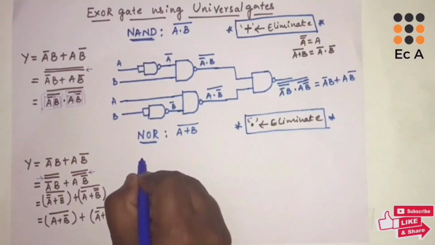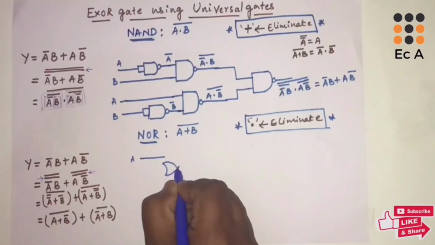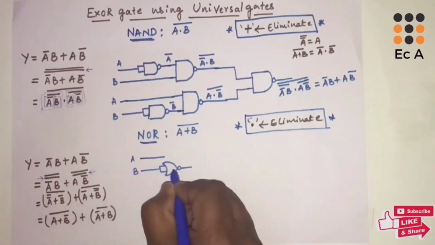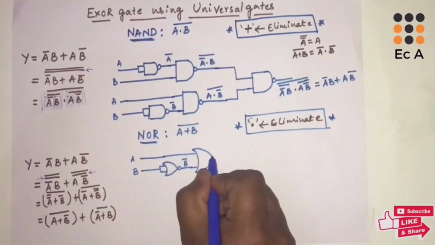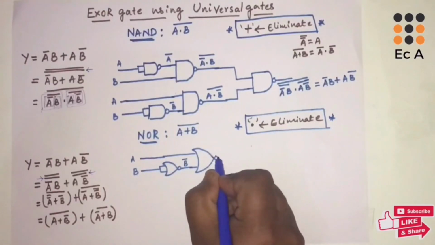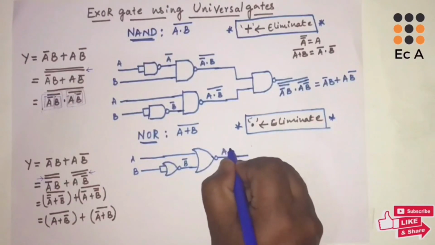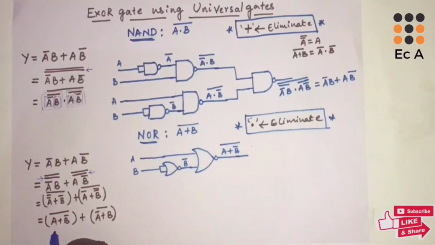So let us take A, then we will take B bar using a NOT gate. Let us implement that. So it is B, and the output of this NOT gate, implemented using a NOR gate, will be B bar. These two inputs are connected to a NOR gate. The output of this will be A plus B bar whole bar. So we got this first term. Now let us implement the second term.